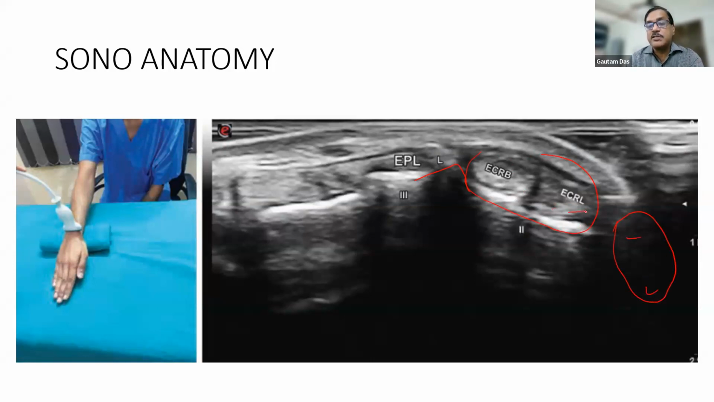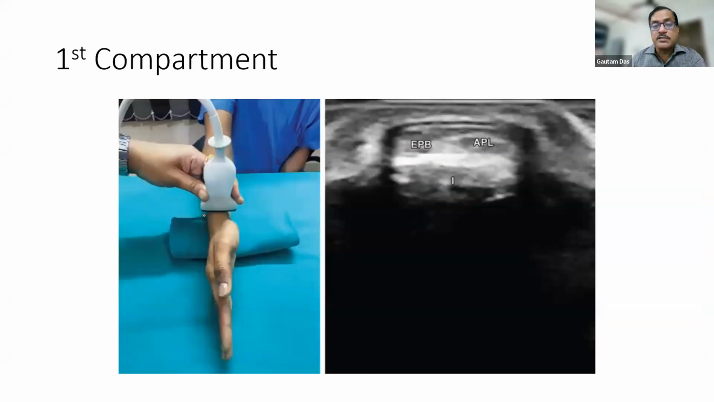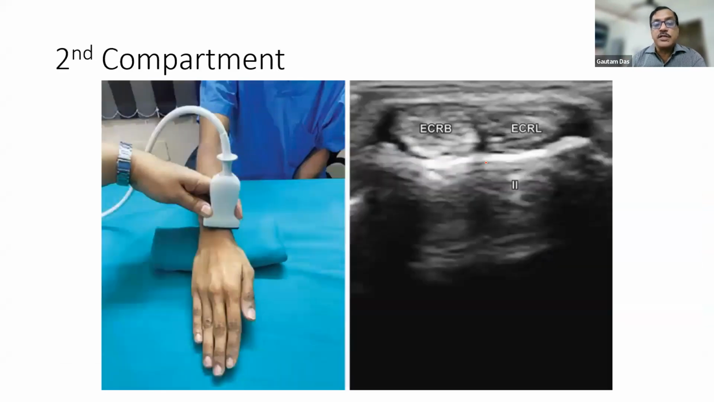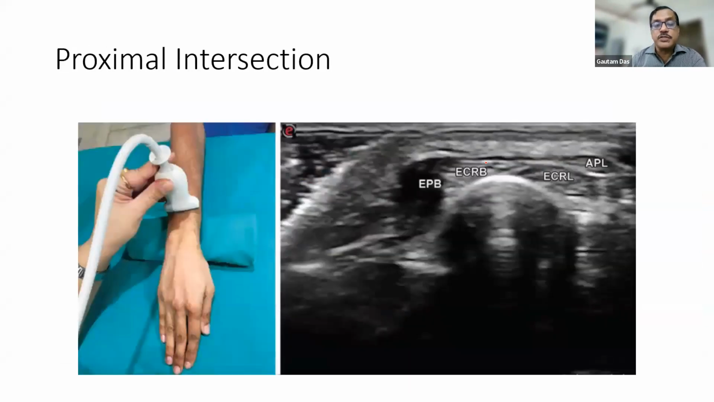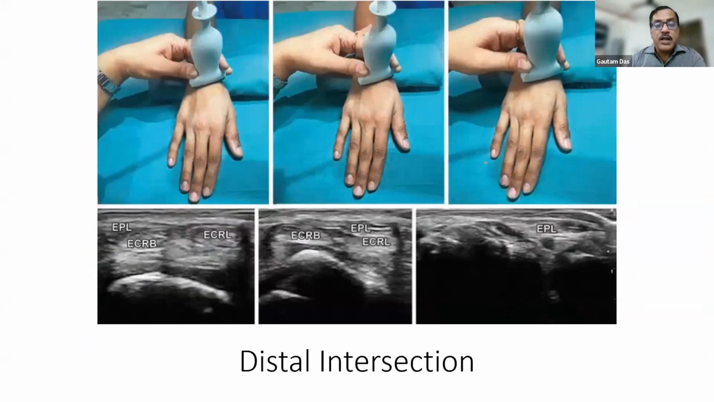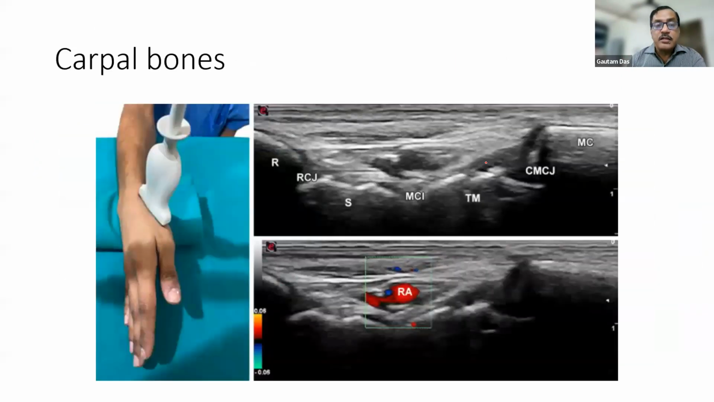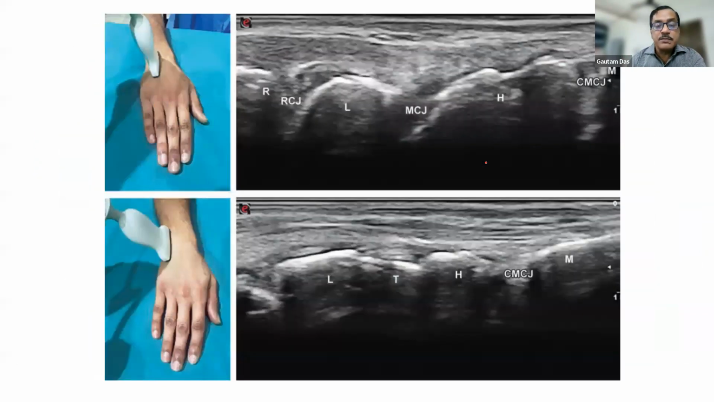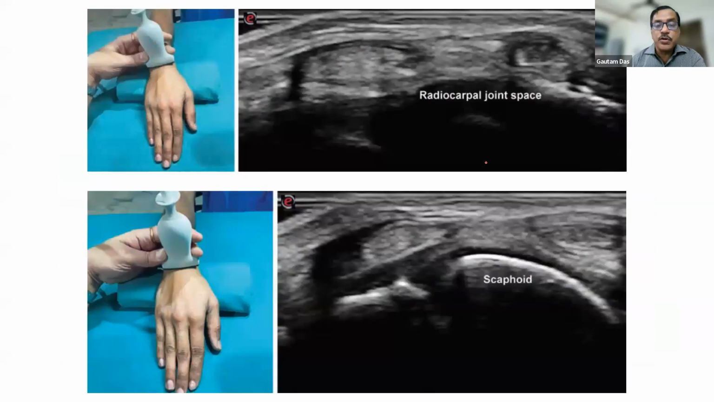Then extensor carpi radialis longus, extensor carpi radialis brevis, the Lister's tubercle, extensor pollicis longus, then your extensor digitorum, and here is your extensor indicis. Then come extensor digiti minimi and your extensor carpi ulnaris. This was the first compartment, and the base is formed by the styloid process of the radius. Second compartment, I will be showing all those things one by one, and then we'll be showing the smaller intrinsic ligaments as well. And then I'm just skipping it because I'll be showing you directly over the volunteer.